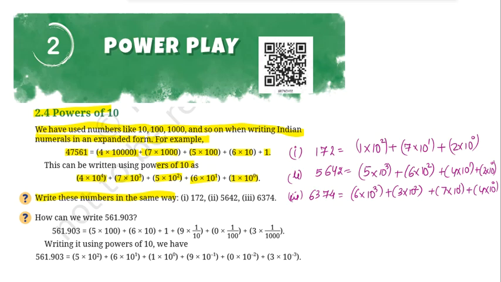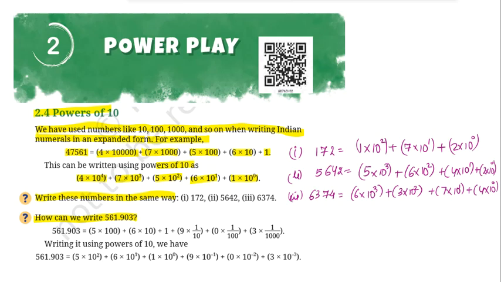Now they are asking you how can we write 561.903. So the numbers on the left side of the decimal, what are their place values? Ones, tens, hundreds. And the numbers on the right side of the decimal, what are their place values? 1/10, 100th, or we can say 10th, 100th, 1000th. So how do we write that?